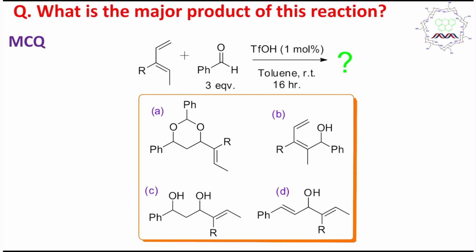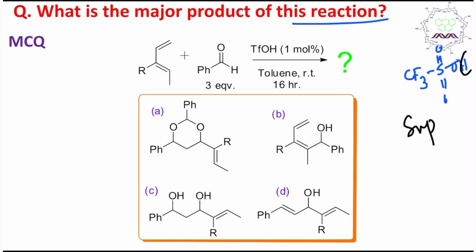Now, let's come back to the MCQ. What is the major product of this reaction? Please look at the example carefully. Trifluoromethane sulfonic acid, CF3, S double bond O, S double bond OH. Student, this is a very strong acid, and more specifically I would say this is a super acid. I have already discussed superacids in many lectures. You may visit them to learn what superacidity actually is. In short, it's a very strong acid.